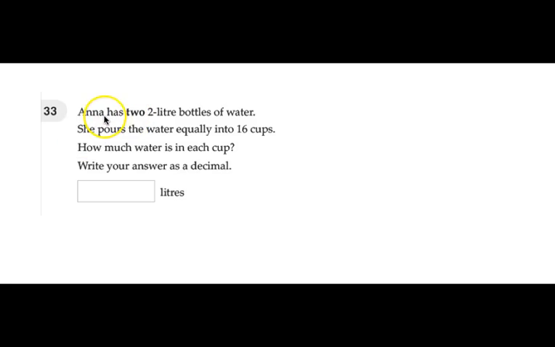Question 33. Anna has 2 2-litre bottles of water, and she pours the water equally into 16 cups. How much water is in each cup? Write your answer as a decimal. Notice the answer is in litres. So we need to see the total number of litres that we have first.